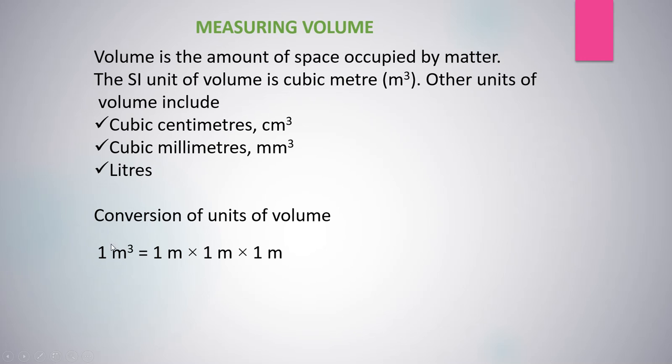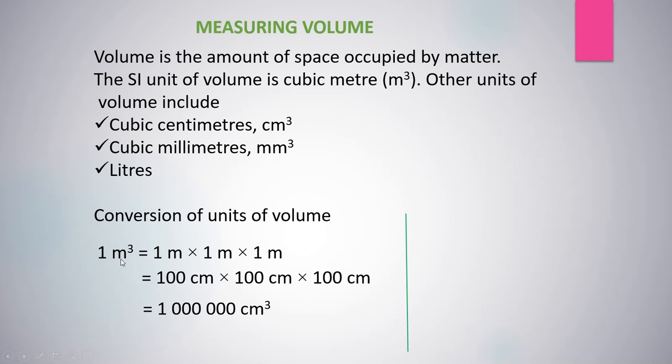How can we convert 1 cubic meter to centimeters cubed, or cubic centimeter? 1 cubic meter simply means 1 times 1 times 1 meter. So, and we know that 1 meter is equal to 100. So it says 100 centimeters times 100 centimeters times 100. And we shall get 1 million centimeters cubed. So therefore 1 cubic meter is equal to 1 million cubic centimeters.